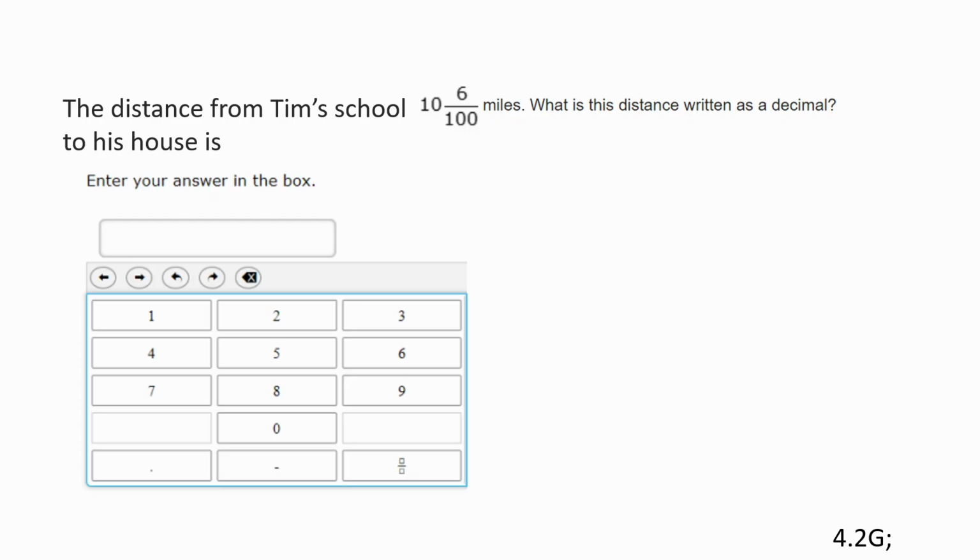Okay, last one for this one. So this is a word problem. So it says the distance from Tim's school is 10 and 600 miles. What is this distance written as a decimal?